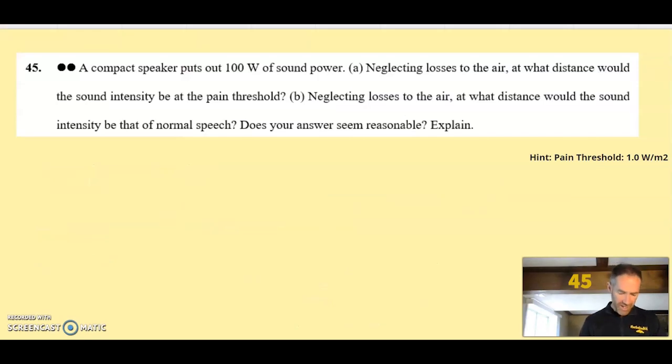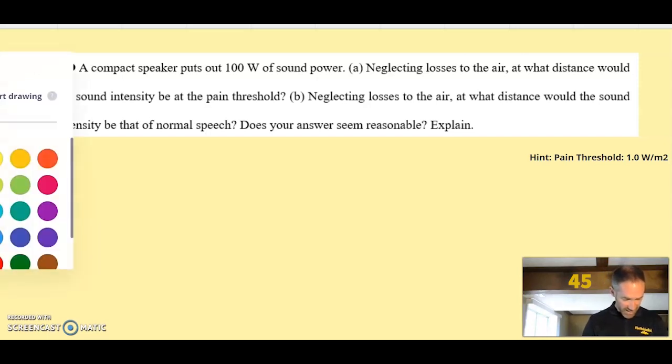And on number 45, they say a compact speaker puts out 100 watts of sound power. Neglecting air losses, at what distance would the sound intensity be at the threshold of pain? I gave you the threshold of pain down here as a hint too. And then in part B, it says neglecting air losses, at what distance would the sound intensity be that of normal speech? And they want you to justify your answer and see if your answer makes any sense.